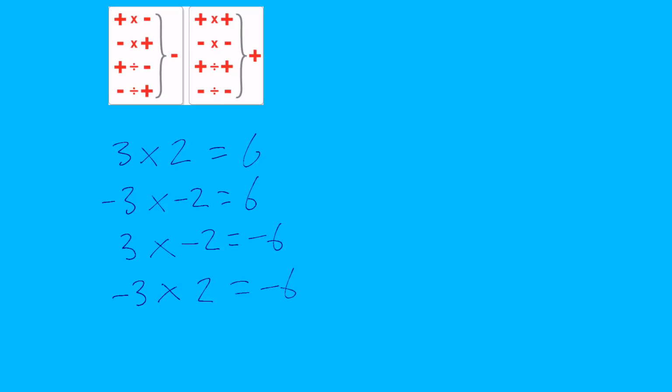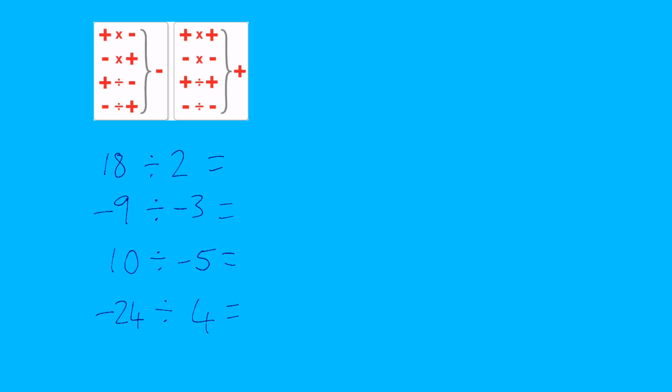The same rules apply for dividing and multiplication of negative and positive numbers. So let's look at some division. Okay, so remember, if you have unlike signs, it's a negative. And if you divide like signs, it's positive. Okay, so we have a positive divided by a positive. So of course it's a positive. So that one is 9.